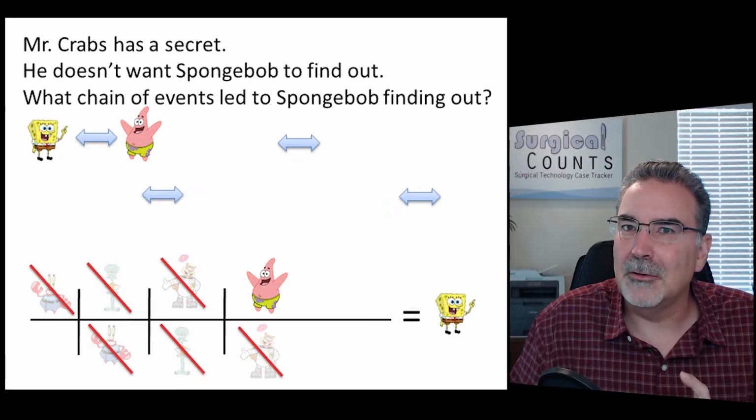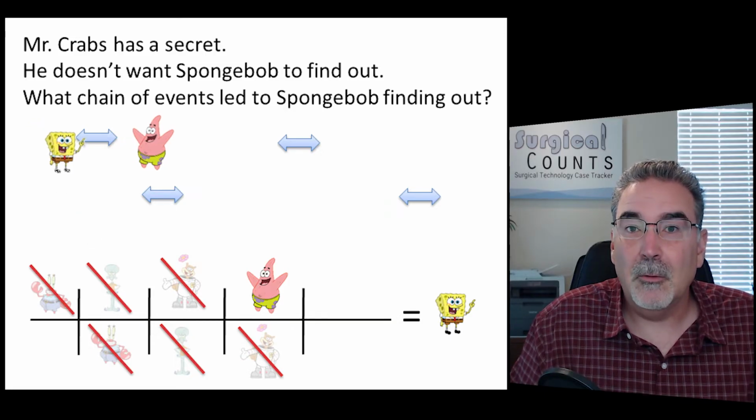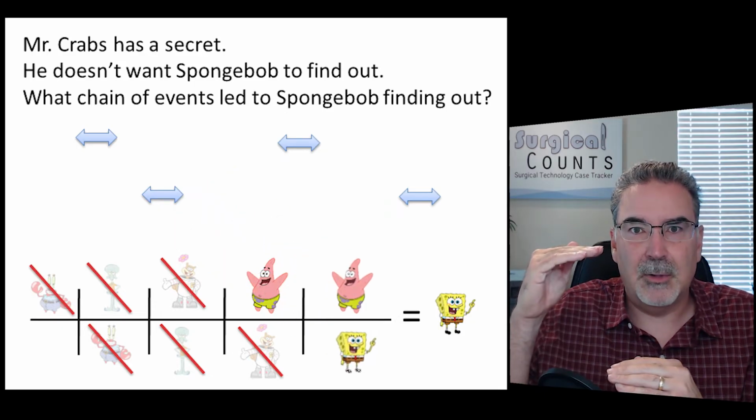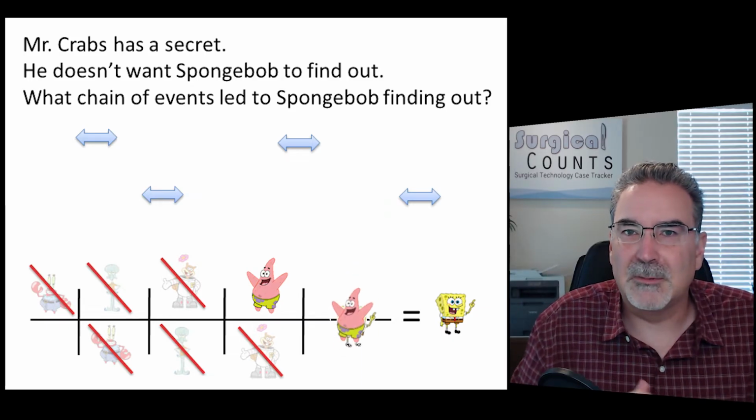See, now we're getting close. We only have one step left. Patrick and SpongeBob. What's the relationship there? Well, there it is. Patrick and SpongeBob like to talk to each other. We're going to write that mathematically as Patrick over SpongeBob or SpongeBob over Patrick.